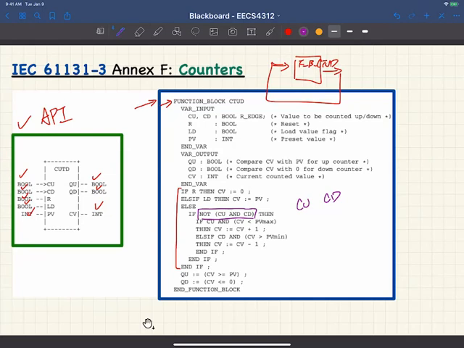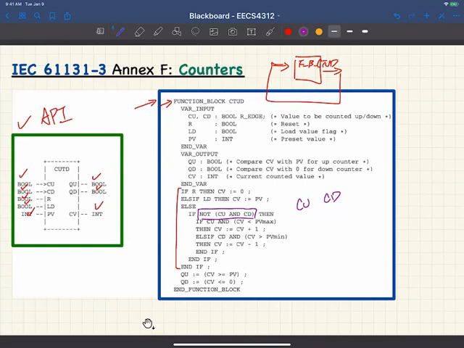Connor? It's like assuming that only... I guess it feels kind of ambiguous, because you can go if R then CV is preset. But what if you had R and load, for example? Yeah, somehow you go with some precedence. So you always check for R first. Okay. If R is already true, then you simply reset it, and that's it, and wait for the next round.